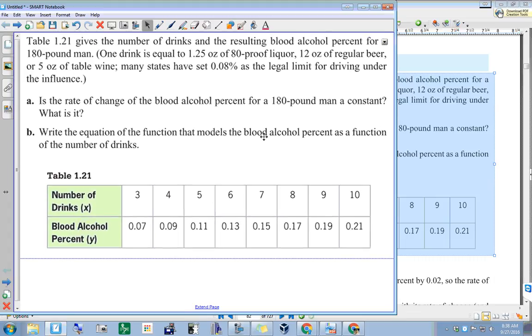So we've got a table down here that gives us the number of drinks and the resulting blood alcohol percent for a 180 pound man. One drink equals, and they give us that information. So, what is the rate of change of the blood alcohol percentage for a 180 pound man? What's changing?